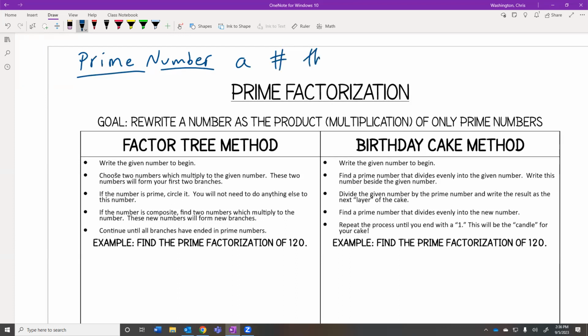A number that is only, keyword there being only, because every number we can divide by one and itself, most numbers anyway, only divisible by one and itself. So a prime number is a number that's only divisible by one and itself.